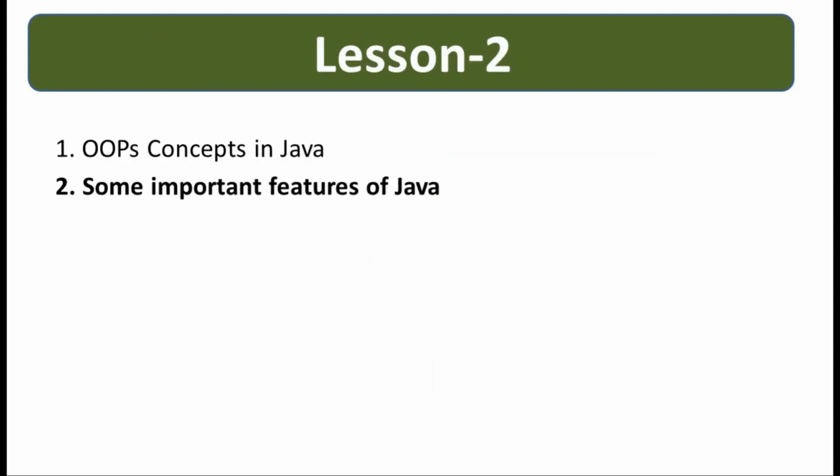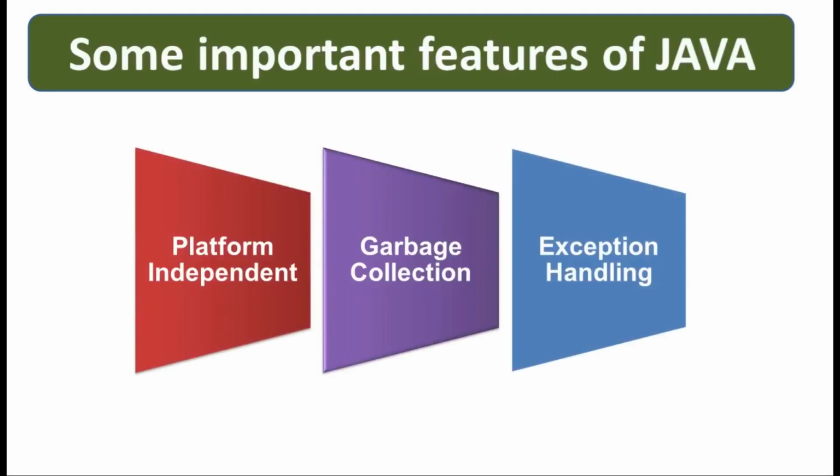Now we will see some other important features, equally important like OOPs concepts. Python is also an OOPs programming language, and C++ is also an OOPs programming language where abstraction, encapsulation, inheritance, polymorphisms are common. But there are some other features that are uncommon. These important features that I am going to discuss are inbuilt features of Java. These are not under OOPs concepts, but very important features of Java. So I'm displaying here three important features of Java: platform independent, garbage collection, exception handling.